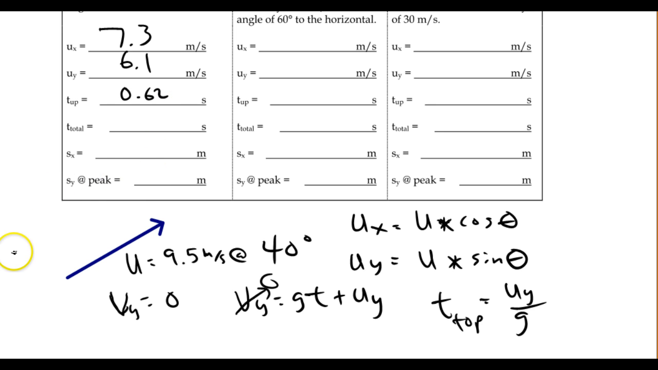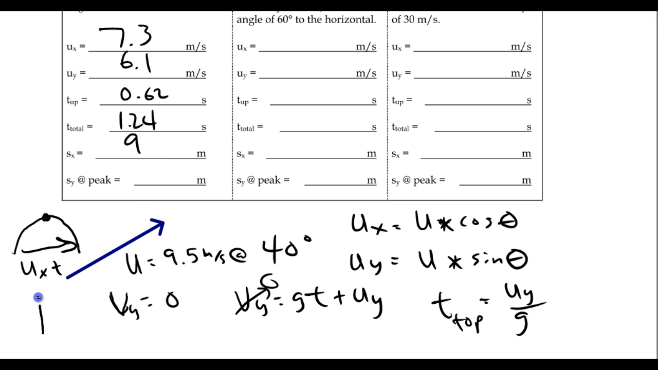Now that's the time it takes to get to the top. Symmetry is your friend. If it takes that much time to get to the top, just double it, and you'll have the time it takes for the whole flight. Sx is the range, how far it's gone in the x direction. That's just ux times the total time of the flight. So in our case, 7.3 meters per second times 1.24 seconds, which gives us just about 9 meters.